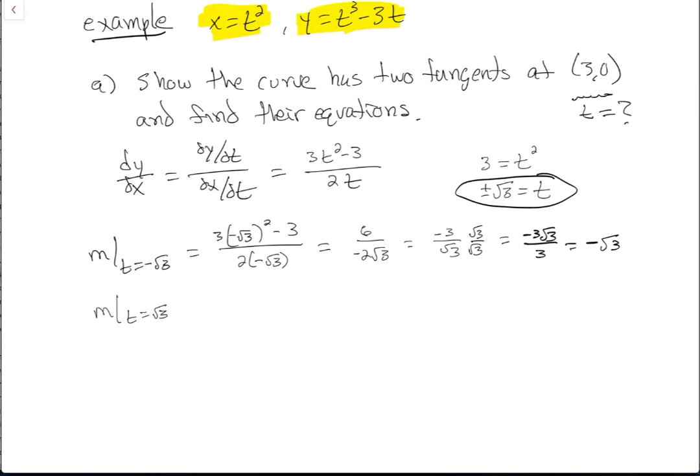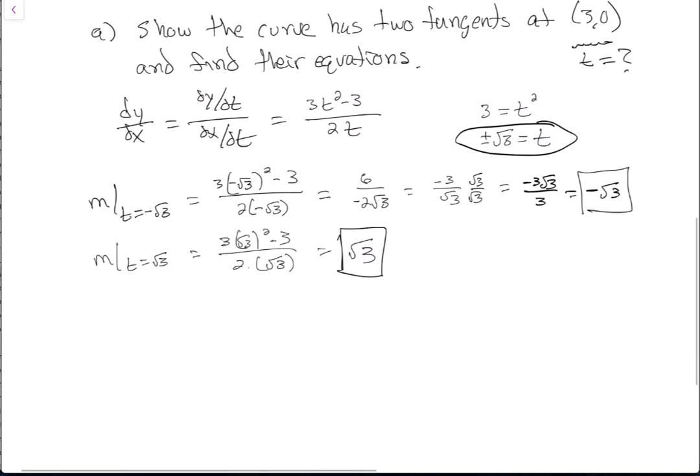If I plug in t equals positive root 3, so we had our two t values corresponding to that point, I'm going to plug in positive root 3 into my derivative, and you can see the only thing that's going to change really is the sign in the denominator. So it was negative root 3 in the first one, now it's just positive root 3. So all that's going to change is, instead of my slope being negative, my slope is now positive.